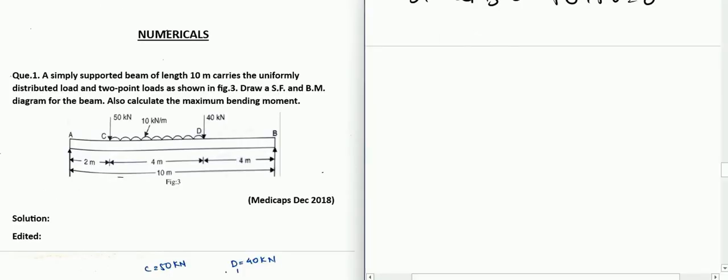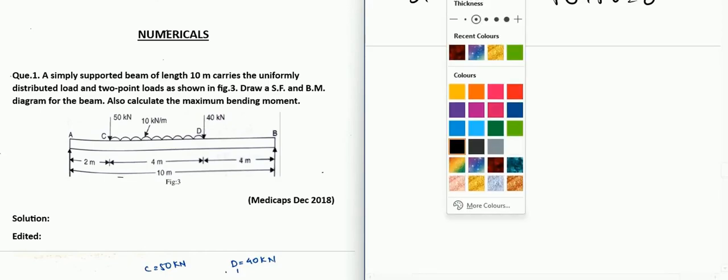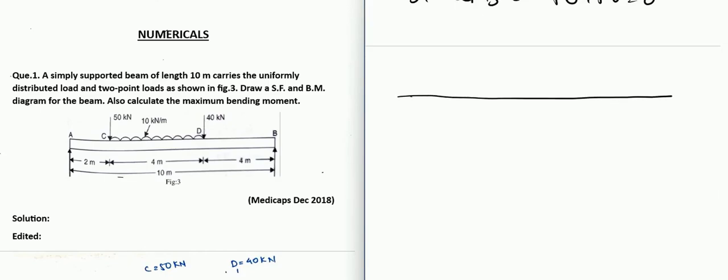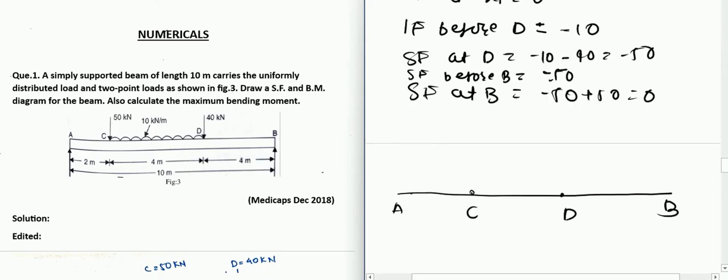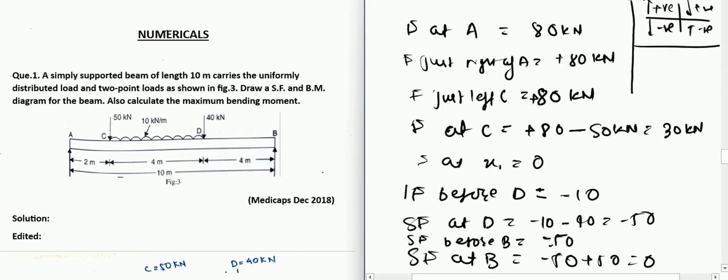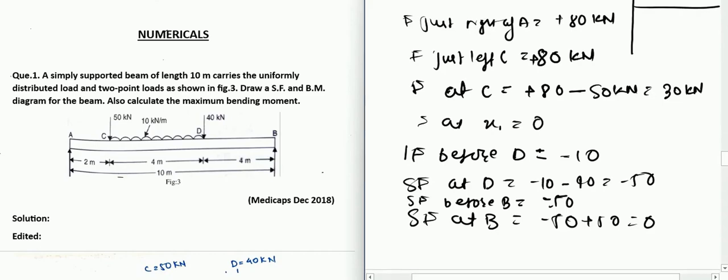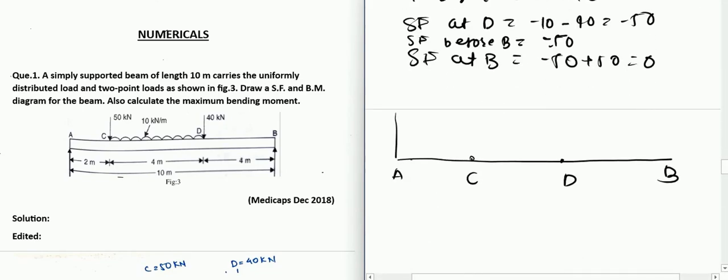This is the beam which we had. Let us say this is A, this is C, D, and B. At A, we have plus 80 kilonewton shear force, and just left of C, it is 80 still. So we can just say that it is 80, and it goes to 50 just right of C. So it will be like this.